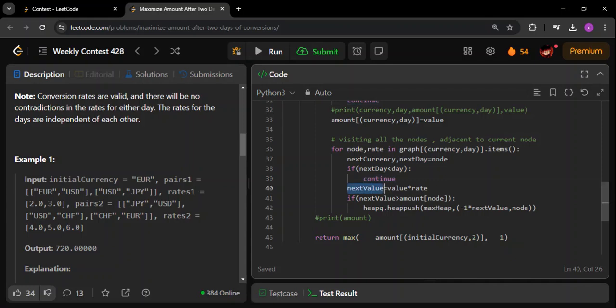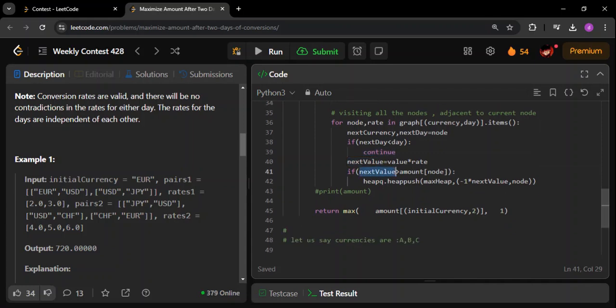Yeah, I'm calculating the next value and then I'm just checking whether the next value is greater than the amount of this particular node, okay, the amount of the adjacent node. If the next one is greater, then I'm just pushing it into the heap, okay. I'm just doing heap push. This is the name of the heap and this is going to be the value that I'm going to push. What it is, I'm just multiplying the next value with -1 and then I'm passing the node name.